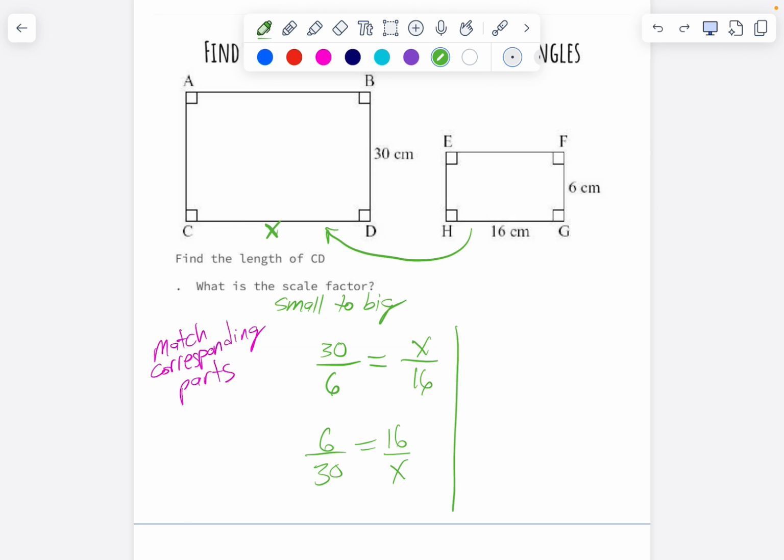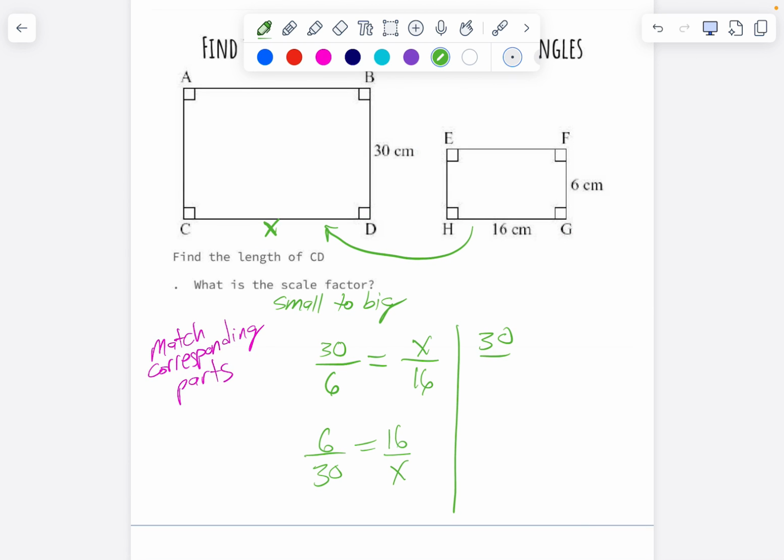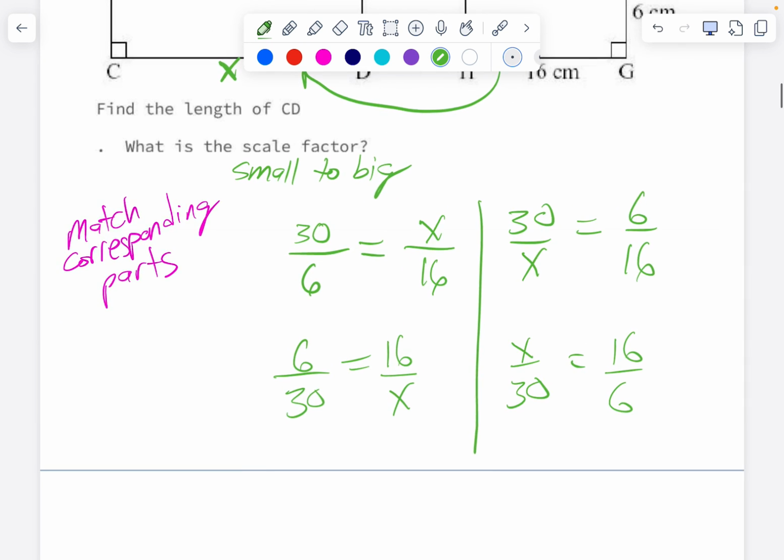Okay, I'll start you off. 30 over x equals what? 6 to 16. Okay, and then of course we can flip that over. Okay, and notice any of these four, diagonal multiplication multiplies the 16 and the 30. So it's doing the same thing, but it's thinking about it completely different. And here's what I mean.